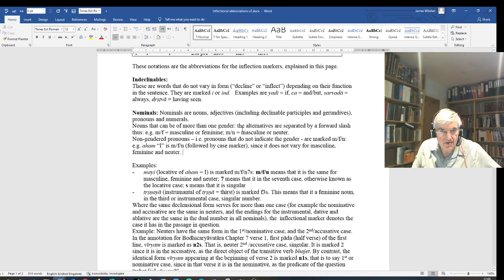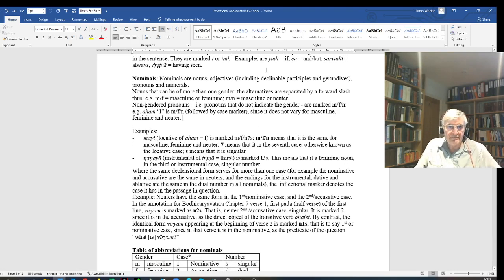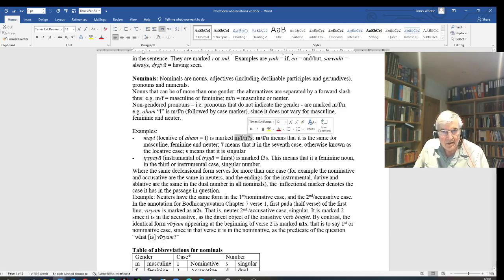So that is the explanation of the either MFN slash, then followed by the alternative. Examples: mayi, locative of aham, mayi, in me, is marked as M/F/N7S. There we are. MFN means the aham or mayi, aham can be of any gender. 7, seventh case, otherwise known as locative, and S for singular.